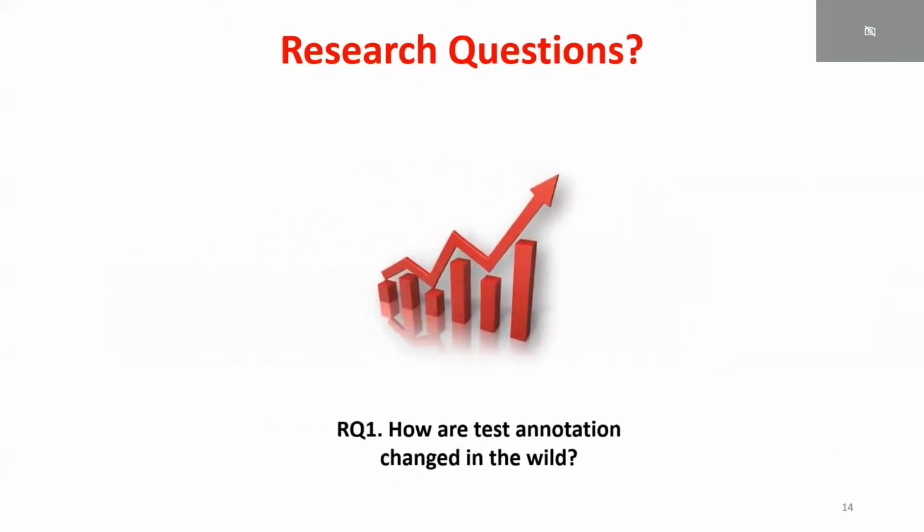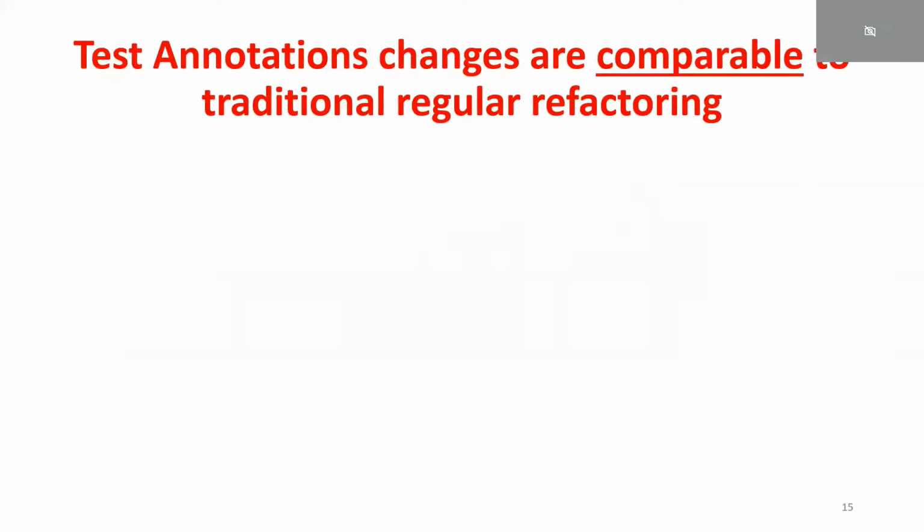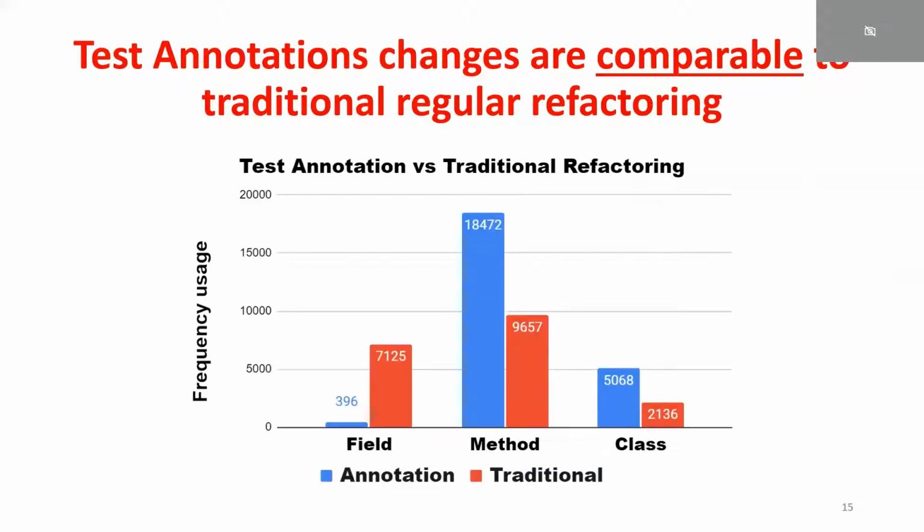Our first research question studies how annotations are changed in the wild. To answer this question, we compare the annotation changes with traditional refactoring at the same program elements. We find that test annotation changes are comparable to regular traditional refactoring. In particular, annotation changes are more common at the method and class level.